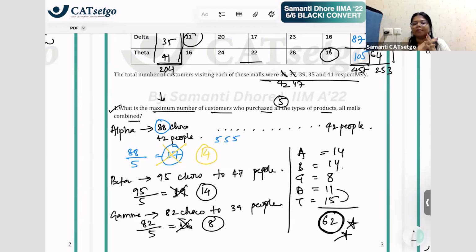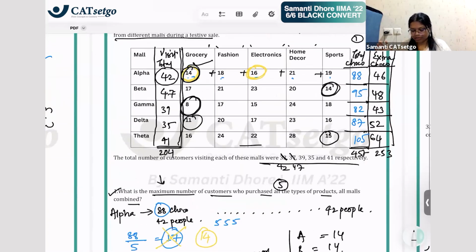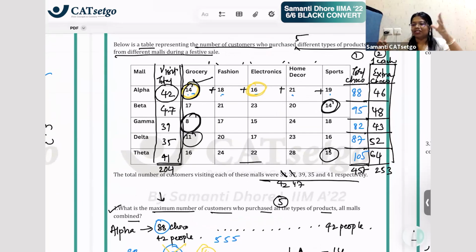Always imagine that the people are standing in front of you, and imagine different colors of chocolates. It's easier to imagine, right? Grocery is green, fashion is pink, electronics is grey. So just imagine different colors of candies, and there's a birthday party going on. You have to give 5 candies to each person, all in different colors. Then you see how many people you can give it to. And you're like, oh, after 14 people, my green candy is over. So till 14 people only I could give.